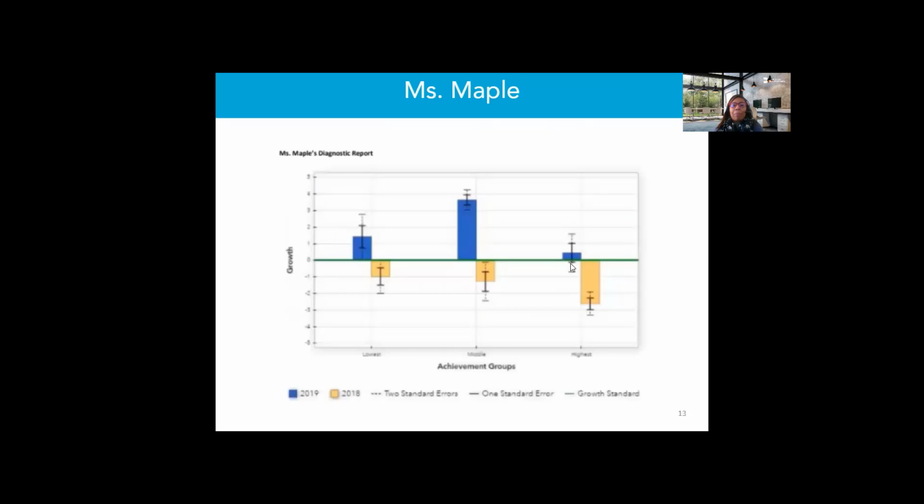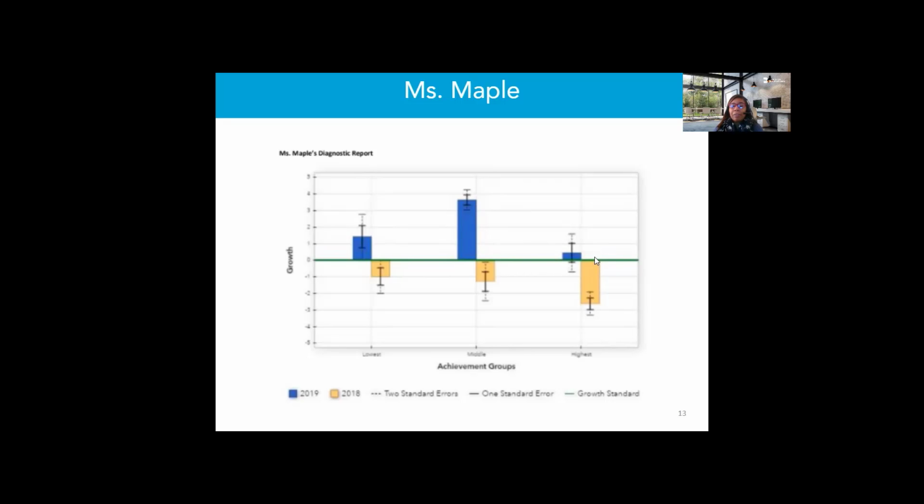And then when we look at Miss Maple's diagnostic, we see that Miss Maple is growing her low kids, right? Her blue bar is above the green growth line. Her standard error bars are above the green growth line. That lets us know that all the kids in here are making moves in the right direction. And then her middle kids are really shining. They're really growing, and that standard error bar is far above the growth line, really giving us more evidence that this group is really making some moves.